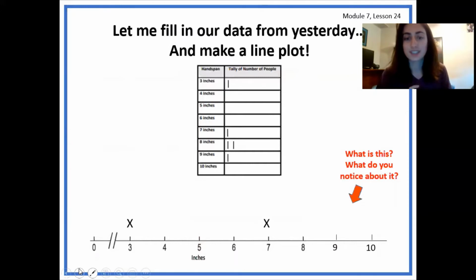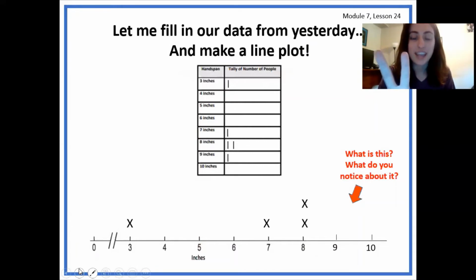And I have 1 on 7, right? Can you guess how many X's there are going to be on top of 8? I hope you guessed 2 because 1, 2 X's above 8 because there are 2 people with an 8-inch hand span. Am I missing 1? Yeah, I'm missing 9 inches, so I've got to draw my X one last time. Do you see how 4, 5, and 6 are all blank? That's okay. That's because nobody had that hand span in my house, but somebody might have in your house, okay?